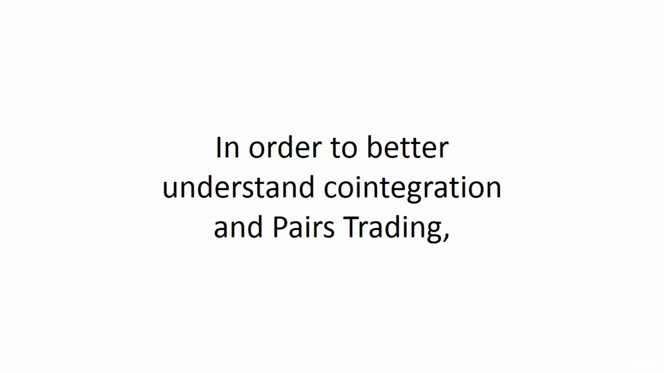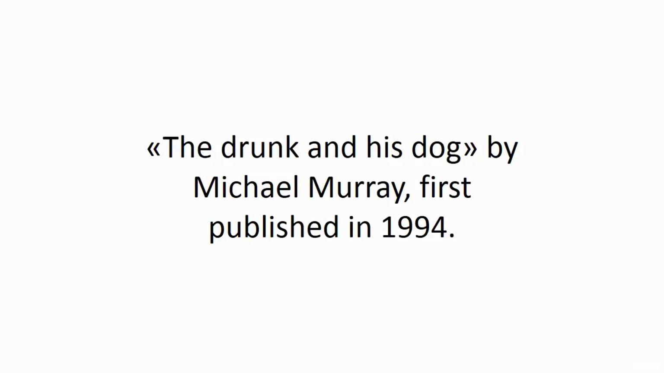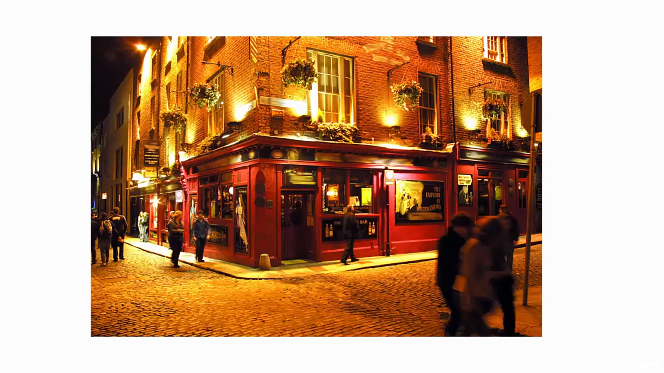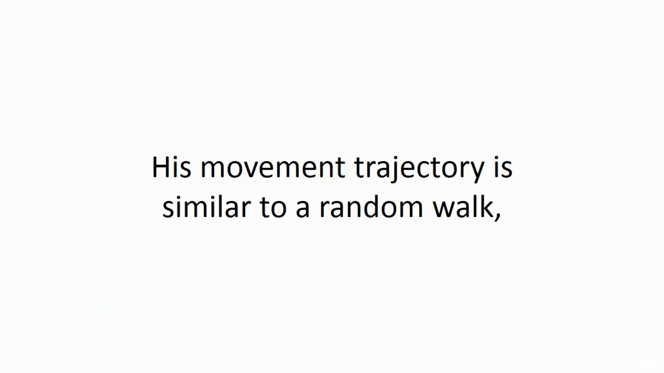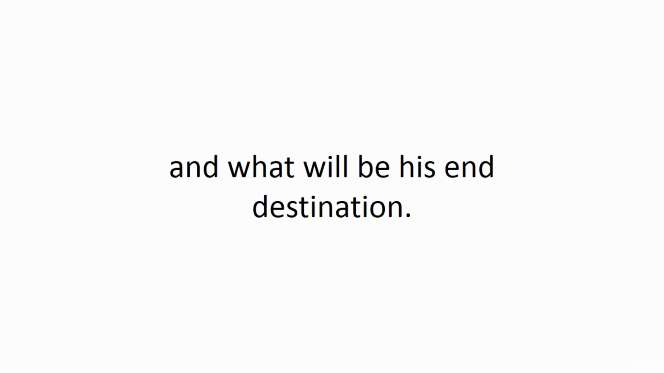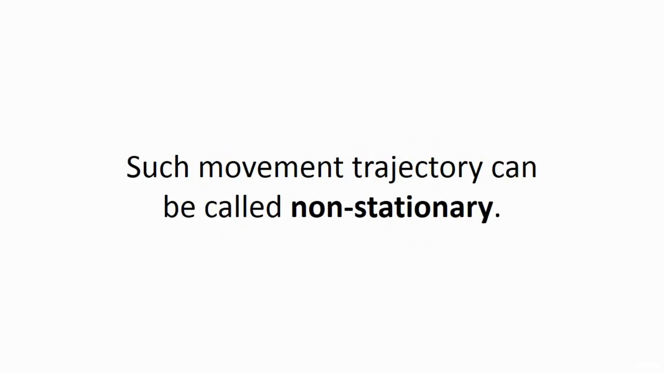In order to better understand co-integration in pairs trading, we will resort to a slightly adapted version of the story, The Drunk and His Dog, by Michael Murray, first published in 1994. Imagine that during the night, a drunk customer sets out from the pub and starts wandering in the streets. His movement trajectory is similar to a random walk, and it is quite difficult to predict exactly where he is going on his way, and what will be his end destination. Such movement trajectory can be called non-stationary.